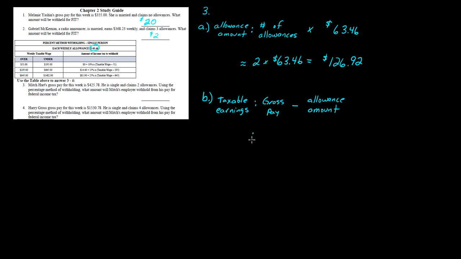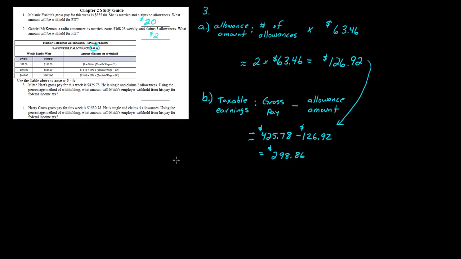So for this one, our gross pay would be, it says Mitch made $425.78. That's the gross pay. And then we subtract the allowance amount, which we found right there. So bring that down, which is $126.92. So the difference there is our taxable earnings, which is $298.86. So steps A and B we have to do before we can do step C.